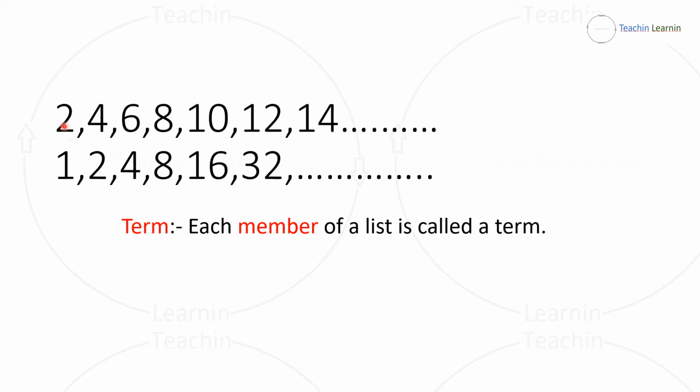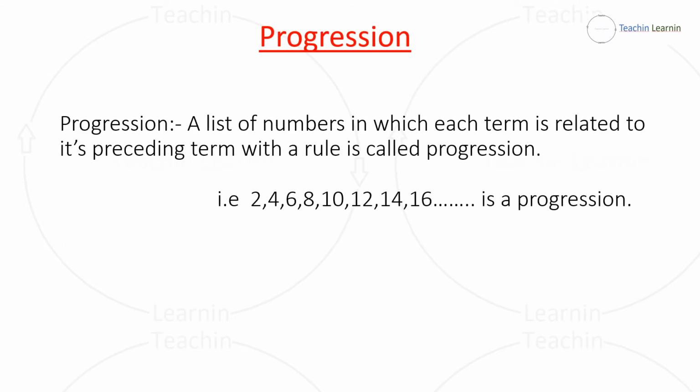So 2 is the first term of this list, 4 is the second term, 6 is the third term, 8 is the fourth term, and so on. Each member of such a type of list is called a term. Now we are ready to understand what a progression is.